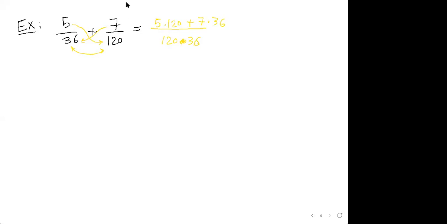There is another way you can solve something like that. It's called LCD, least common denominator. So how can I solve this problem by using this method, LCD? Because not all the time is it easy to multiply a huge number like that.